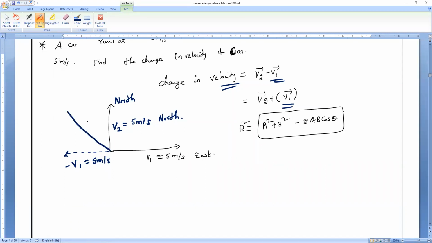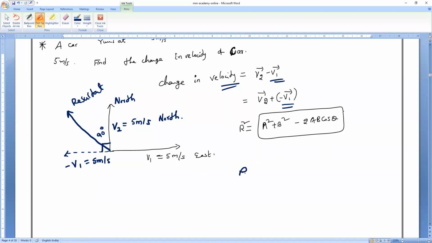V2 and minus V1. Do you all understand this? So that is the resultant. Clear? So what is the angle here between them? We all know, 90 degree. Clear? Everybody understood or not? Yes, sir.